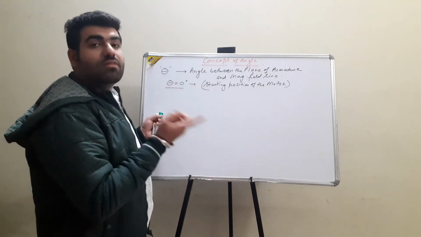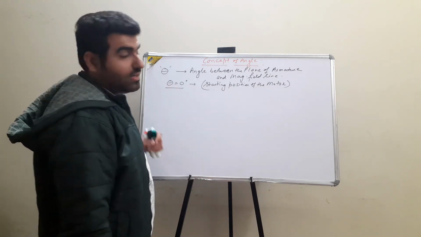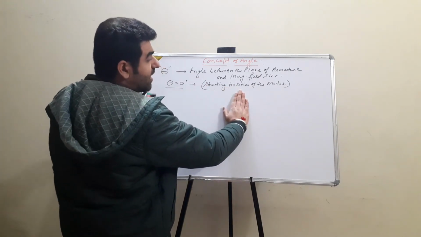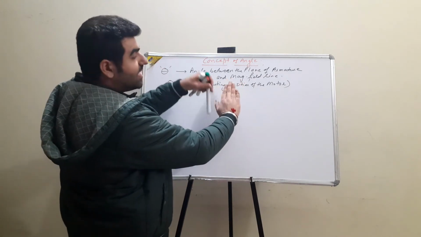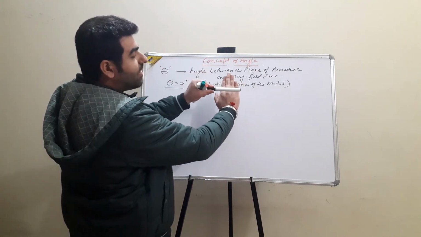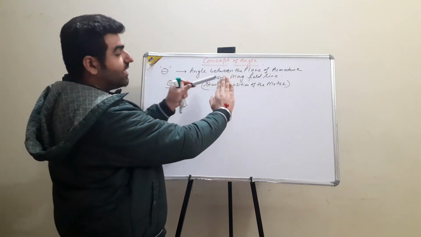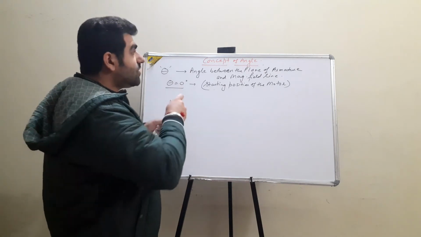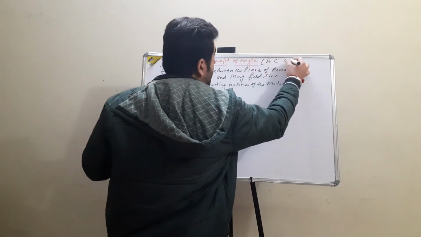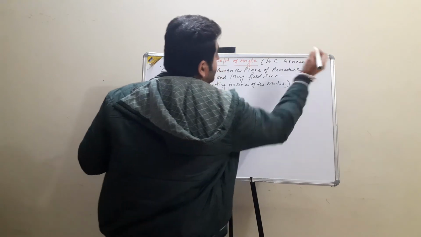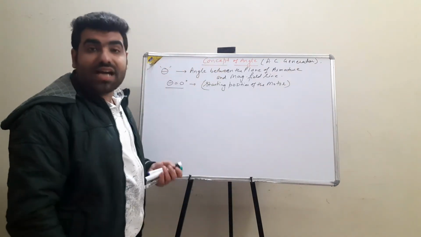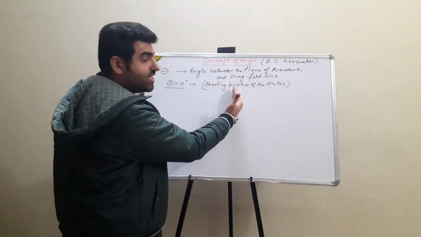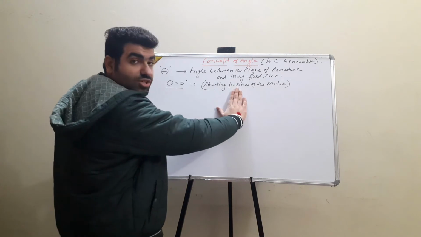It will continue to rotate in one direction. So the starting position of the coil or armature was this, where the plane of armature, that is this, and the magnetic field line form an angle of 0 degrees, the starting position. Now for the AC generator, there is a different starting position. The starting position is this. This is the starting position of the AC generator, and not this, which is the starting position of the motor.